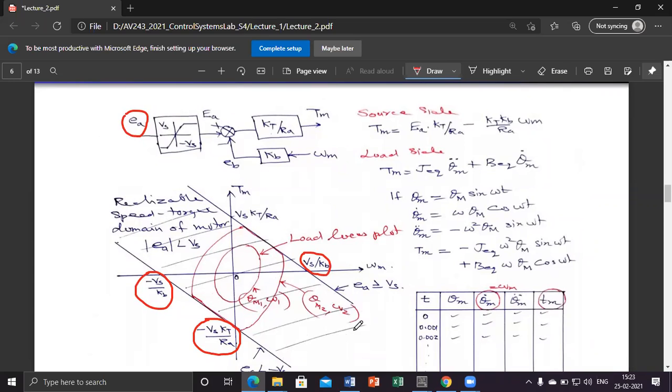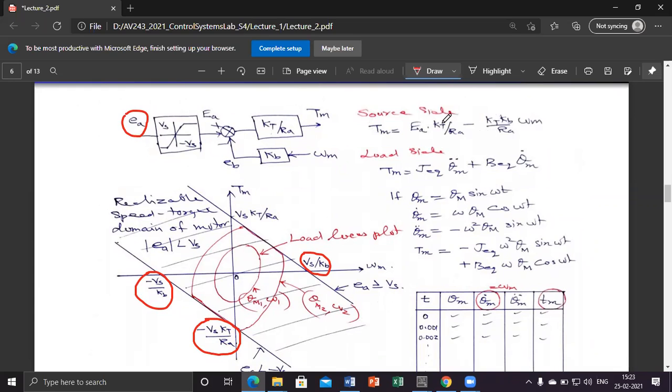This is the case from the generating point of view. Now, from the consuming point of view, that is the mechanical side, there is a speed-torque requirement. How we can plot it, that's what I am going to show. On the source side, you can write Tm, the motor torque developed, as basically EA into KT by Ra minus KT KB by Ra into omega.